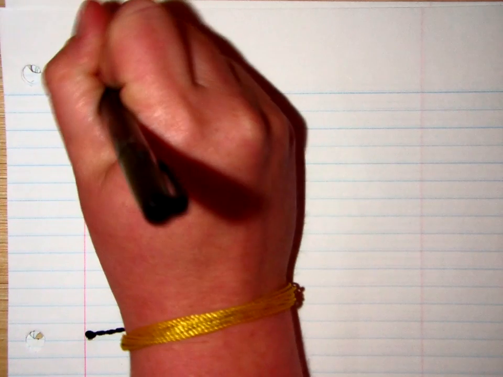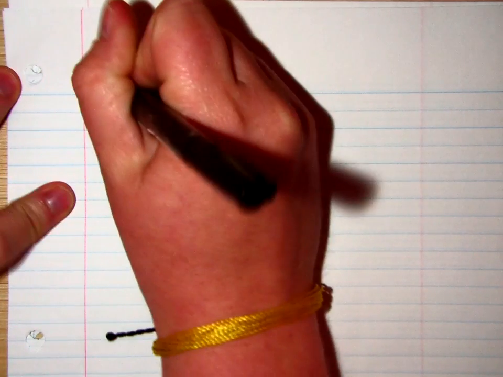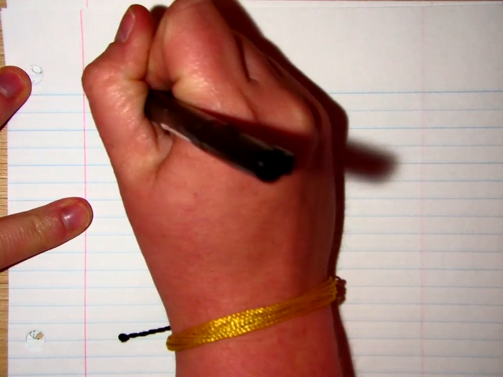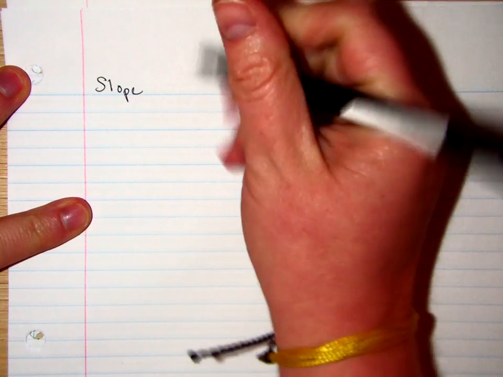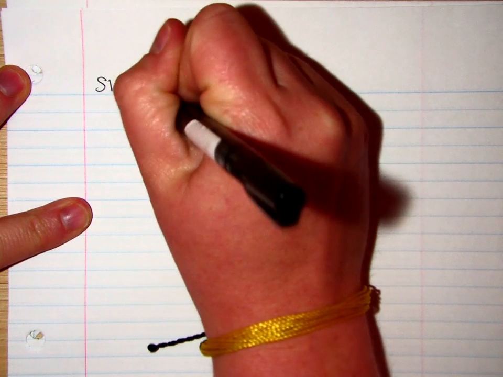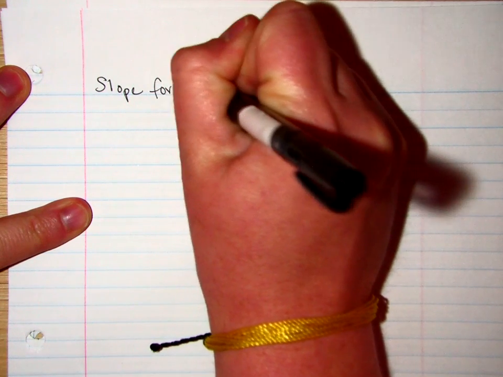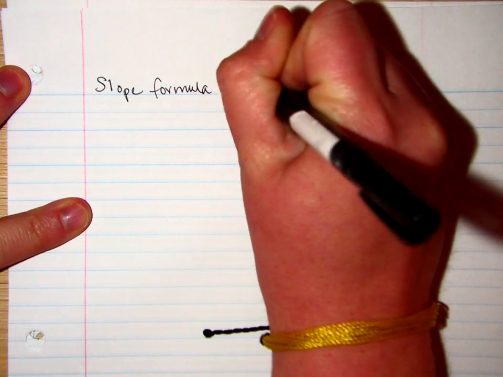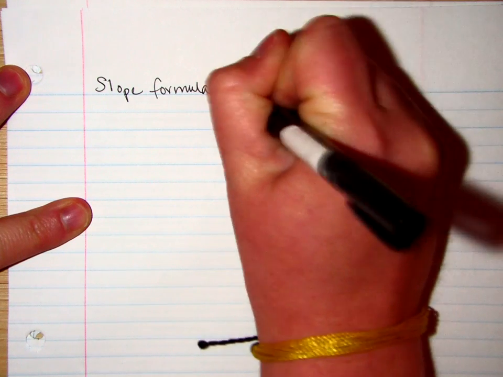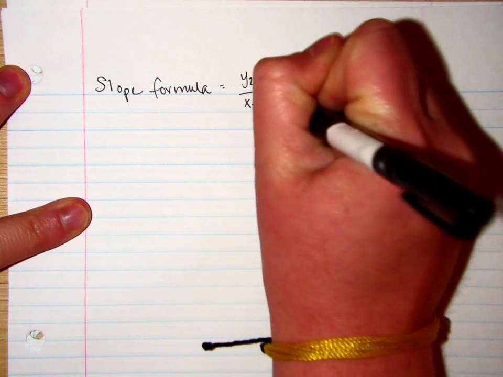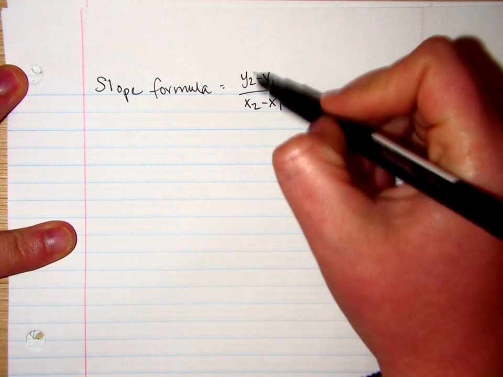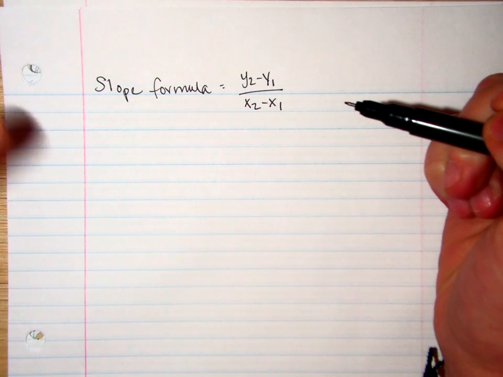Okay, so the first notes that we're going to do for day one is slope. Slope is the distance between 2 points, the change in y and x. So the slope formula is y2 minus y1 over x2 minus x1, as long as your points go together. You'll have 2 points, first, second.